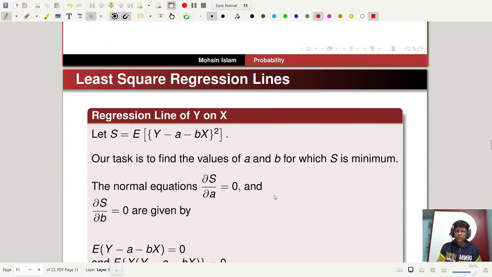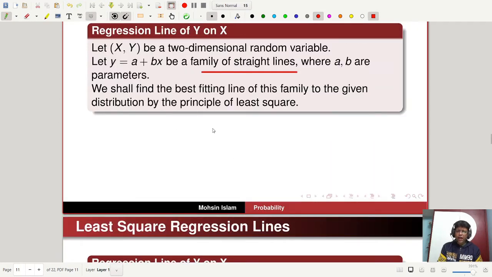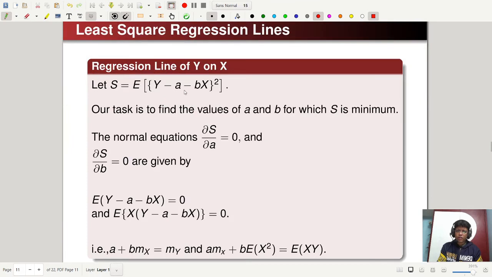So how will you start? You have to write S. Let S = E{Y - a - bX}², right? So you have to take the square of the deviation. As I explained, this is your line y = a + bx, suppose, and the points are scattered like this. You have to consider all the vertical deviations; the points can be below the line also. So all the squares of the deviations. You see, you are considering y - a - bx, which represents the deviation from the line.